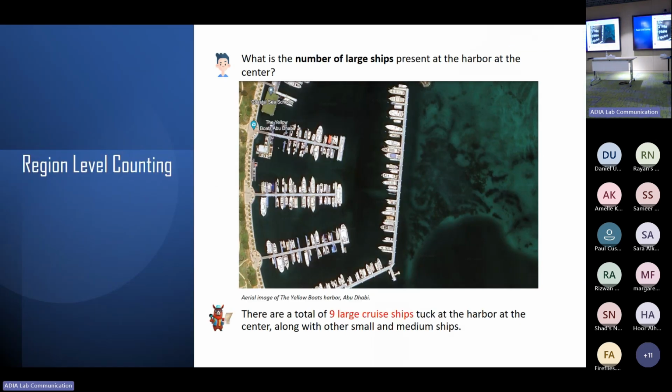I have some more qualitative examples from the Abu Dhabi region. This was an image from Abu Dhabi. The model was not trained on these images; these are out-of-distribution examples. The question was what is the number of large ships present at the center. Here the model has to see that there is a harbor at the center, and then count the number of ships that are larger than the other ships available. The model answers there are 9 cruise ships, and it also tells there are some other small ships as well.